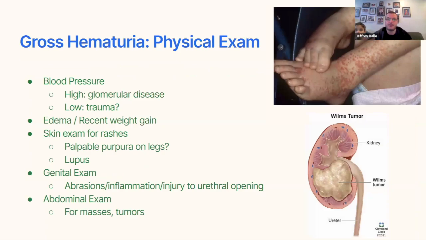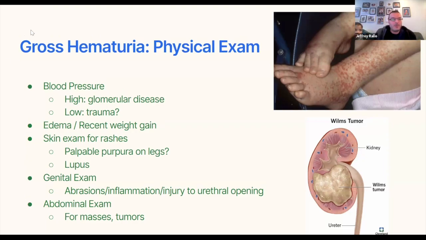General physical exam: blood pressure. You can have low pressure from exsanguination if there's a trauma, but otherwise you'll have high blood pressure from glomerular disease. With that, is there any recent weight gain or edema? You have growth charts on everybody. Please look at them. Any rashes? Lupus can cause kidney disease, and you can have malar rash versus other cutaneous symptoms.